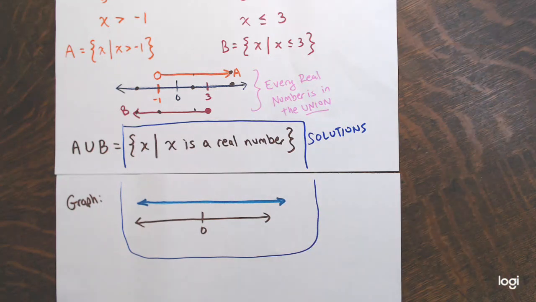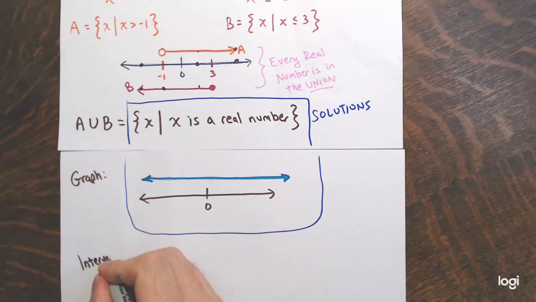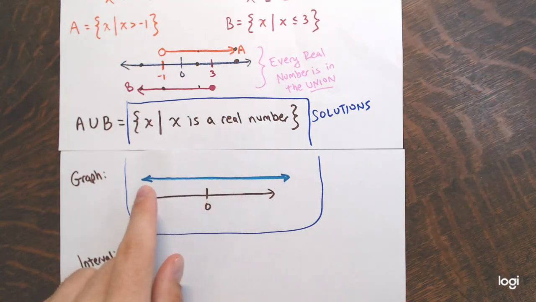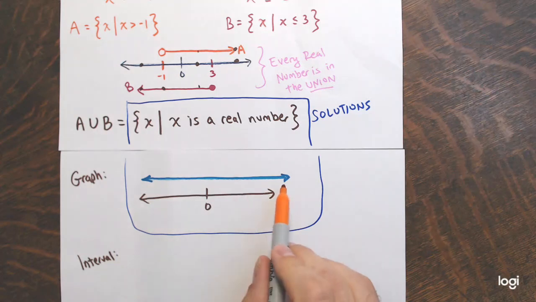And then finally for the interval, all right, look at this, right? There's no holes in this graph. There's no gaps, no spaces. This is all one big piece, one continuous piece. So I'm only going to need to write one interval. And look at this piece.